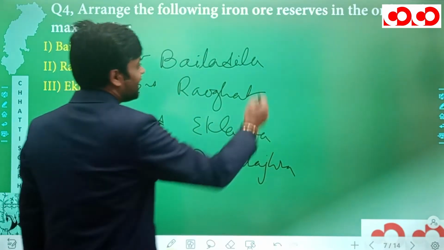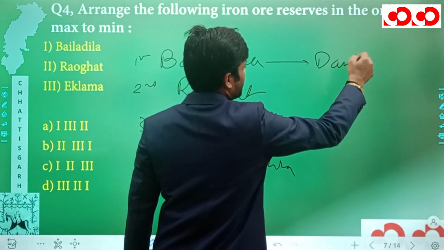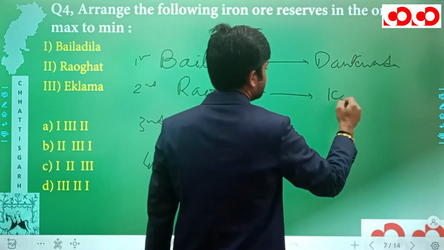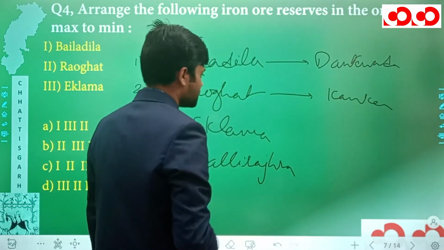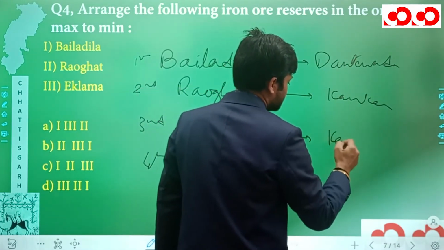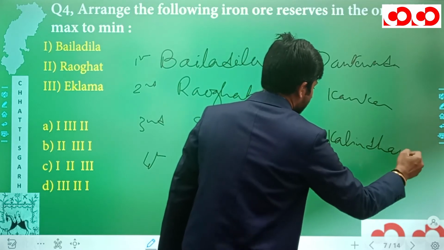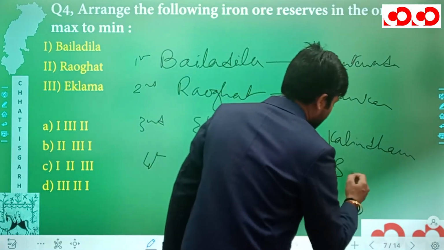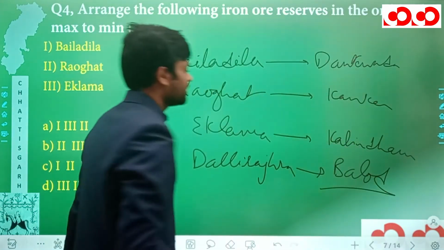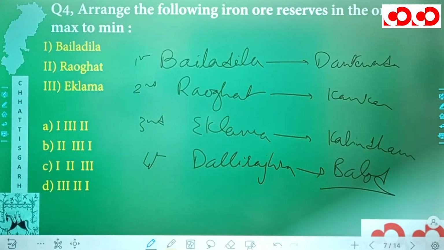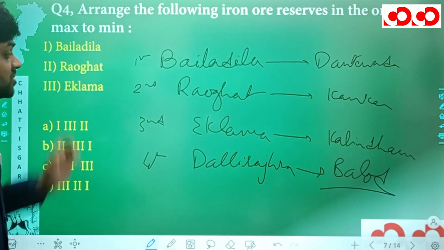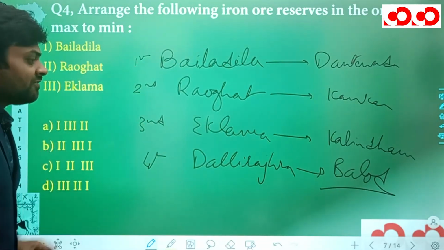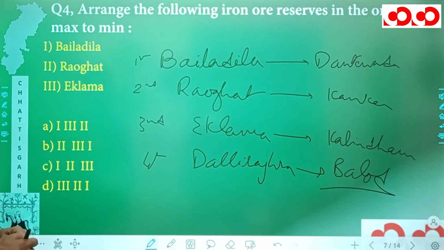Rajra. This Belladilla is situated in the Dantewada district. Raughat is situated in the Kanker district. Eklama is actually situated in the Kabir Dham district, and finally this Dalli Rajra, all of us we know that it is situated in the Balod district. So these are the four major reserves of iron ore in Chhattisgarh from maximum to minimum according to the value or the quantity of reserve.